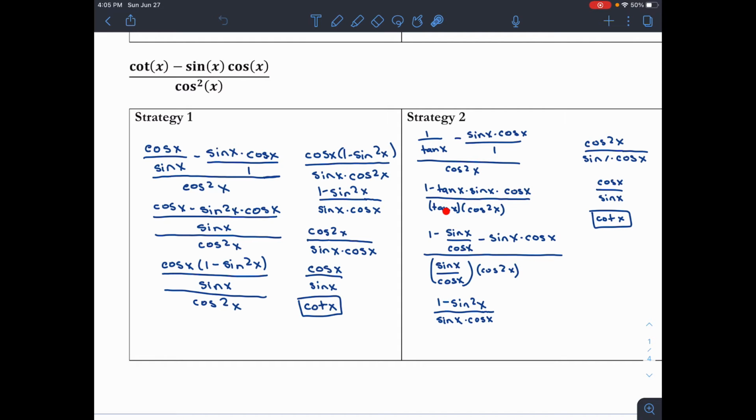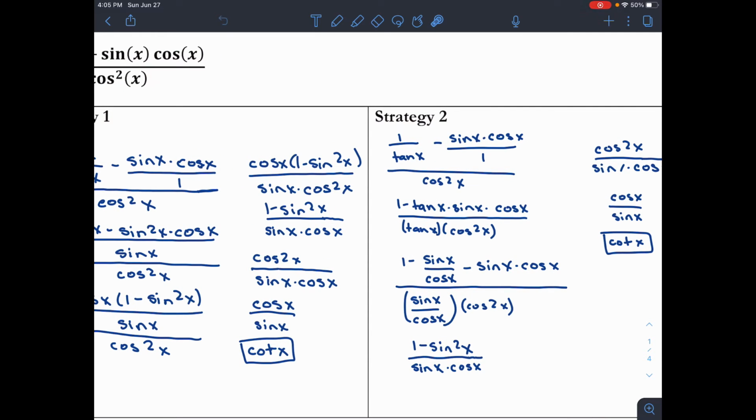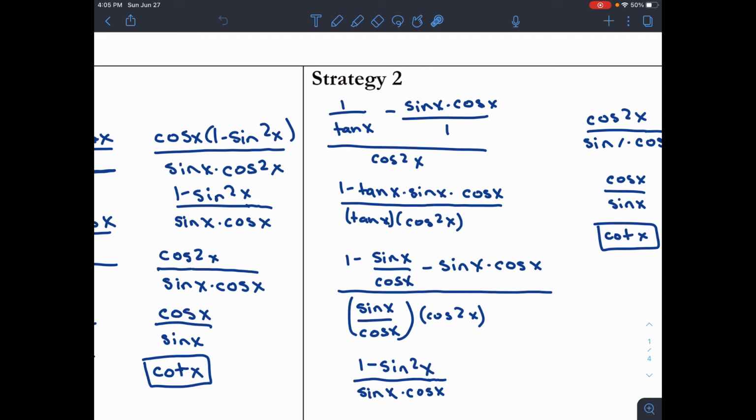Now what I did was I multiplied by tan x here. So we multiplied tan x. So we got 1 minus tan x times sine x times cosine x. So this here, and then we multiply the tan x on both sides. And we keep this 1, so 1 minus tan x. And then because we multiplied on both sides, we would have the tan x in the denominator as well. So we have tan x times cosine squared x here.